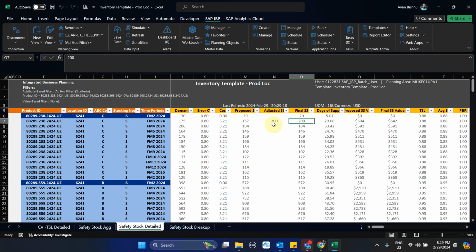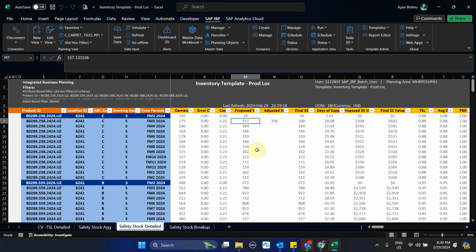So this key figure is for the planner's override, and this override doesn't need to be done at a product location level. The planner can do this at an aggregated level as well, and the number will be disaggregated accordingly. Since I have 0.8 as the forecast error, I have a comparatively higher safety stock. If the error CV would have been less, I would have got less safety stock.